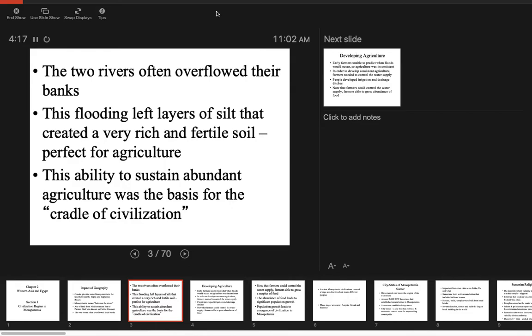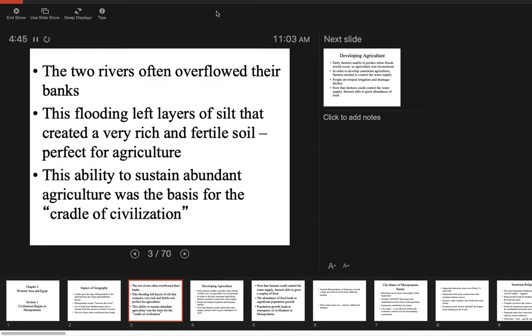So when we look at those river valleys, that's the significance. This flooding left layers of that deep, rich, dark soil just along the sides of the riverbanks, and that is what allows agriculture to grow. They can't grow it anywhere else. Once they leave the sides of that riverbank, they go back to sand and dirt, and nothing will grow there. So everything has to be right along that river, those two rivers.